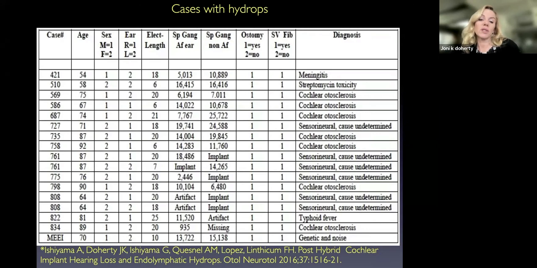And then we also looked at spiral ganglion neuron counts, and they're really not affected. I mean, this one is lower in the affected ear, but when you look at them all together, there's really no difference. In fact, some of the bones have more spiral ganglion neurons in the implanted ear.